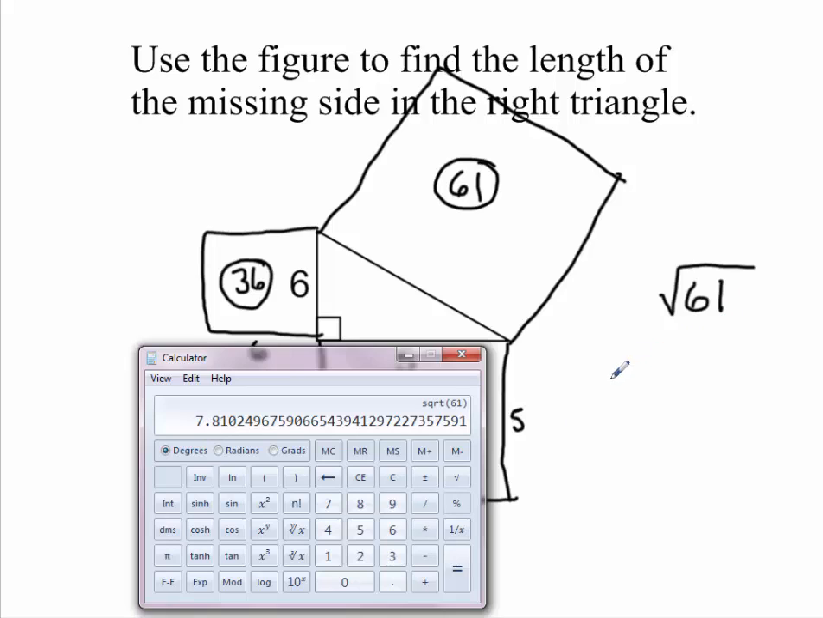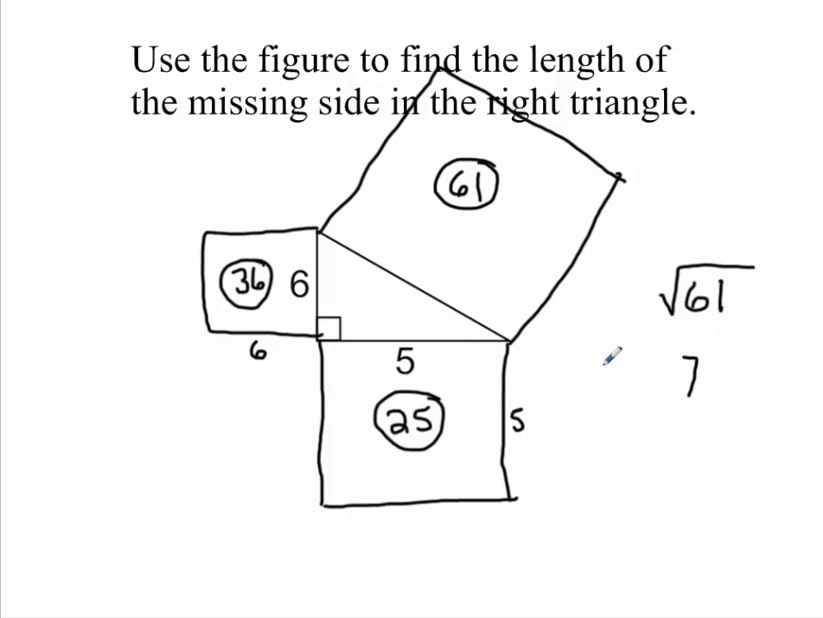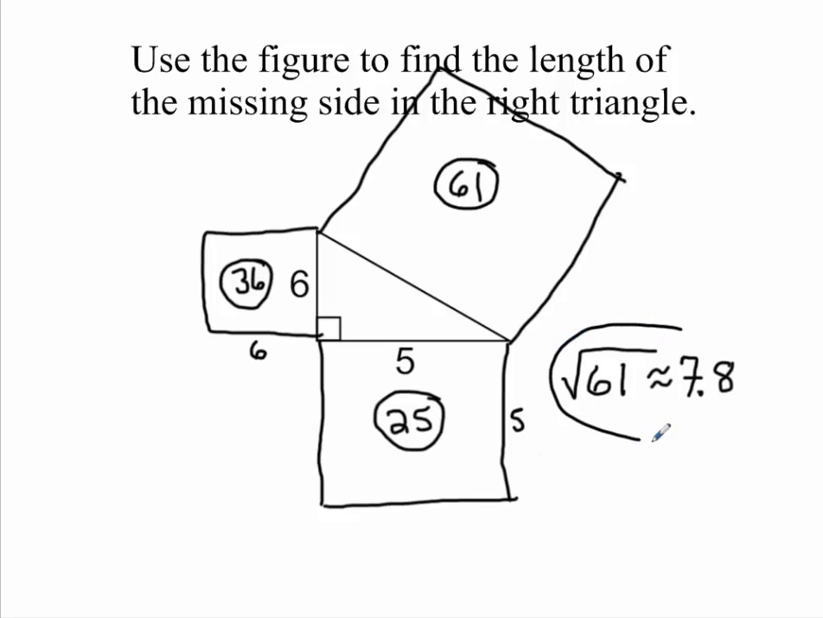So the approximate value would be 7 and 8 tenths. And again, this is the approximate value of the square root of 61. So this 7 and 8 tenths, that's the approximate length of this side.